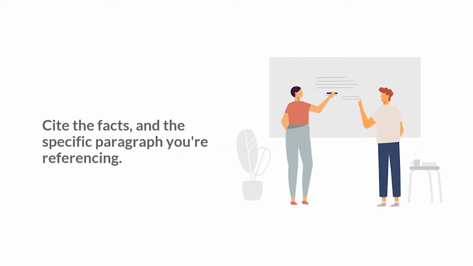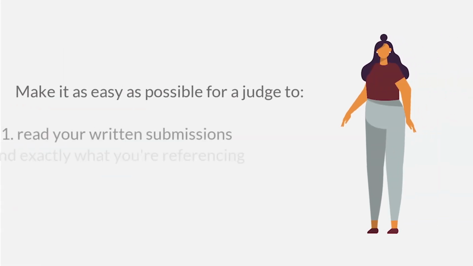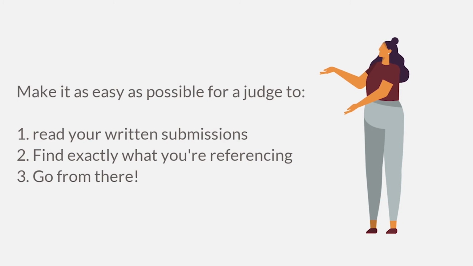And the second thing that I would do in this 1.1.1 is to cite the facts and the specific paragraphs that you're referencing. So that's really important. What you want to do is make it as easy as possible for a judge to read your written submissions, find exactly what you're referencing, and then go from there. And once you've done that, it's very easy for you to get up and then have a judge which is already on your side because they actually understand what you're saying.